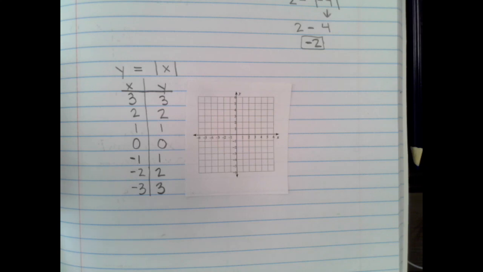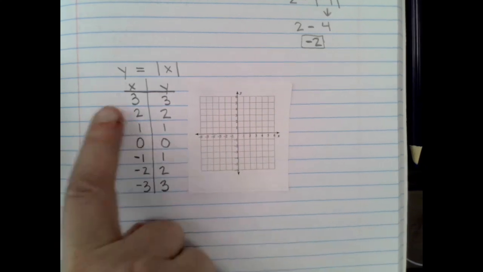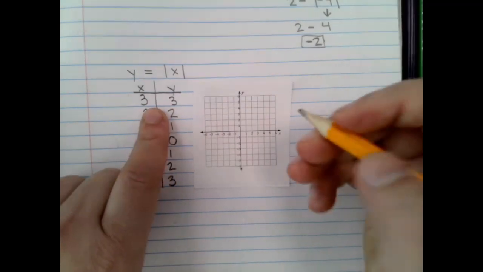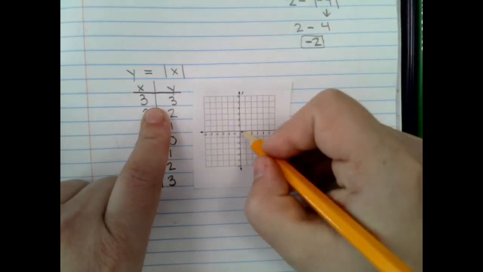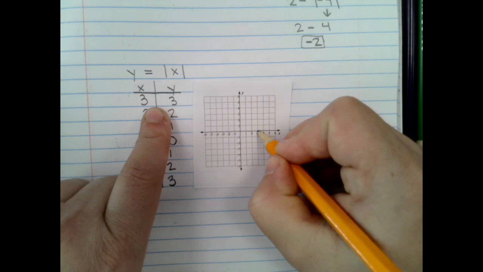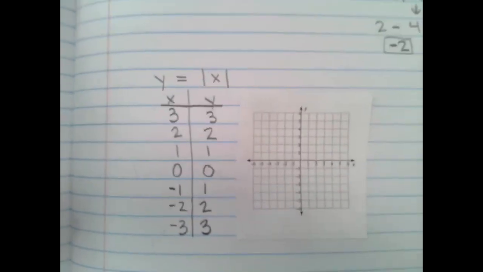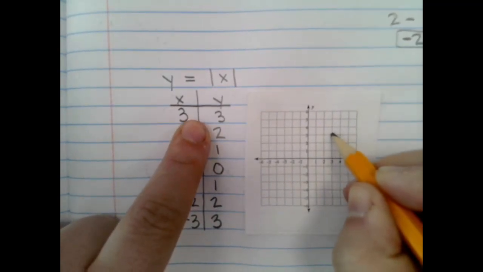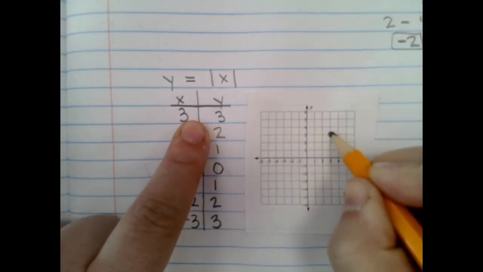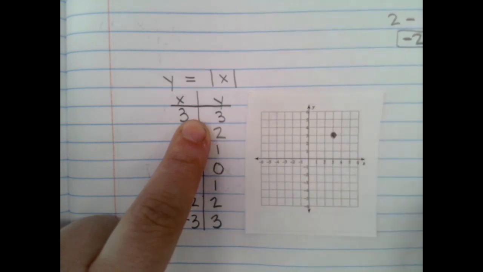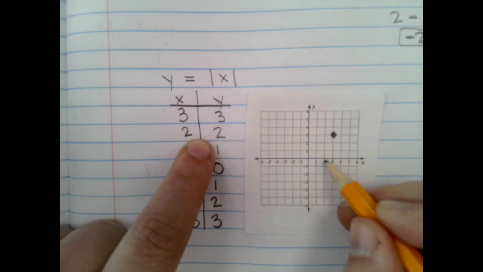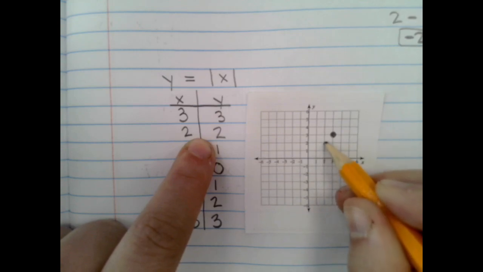All right, so as we graph this, we're going to be using our x and our y. So first ordered pair is 3, 3. From our origin, we're going to go right 3, up 3. I'm going to zoom in here so you can see a little bit better. So 3, 3, right 3, up 3. Next we have 2, 2. So from our origin, right 2, up 2.